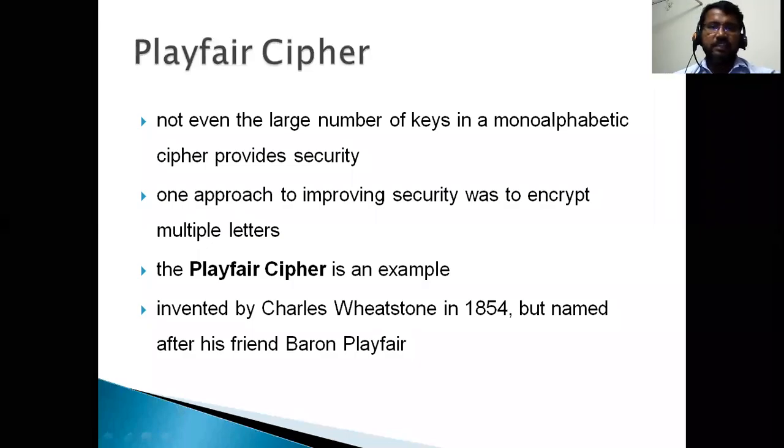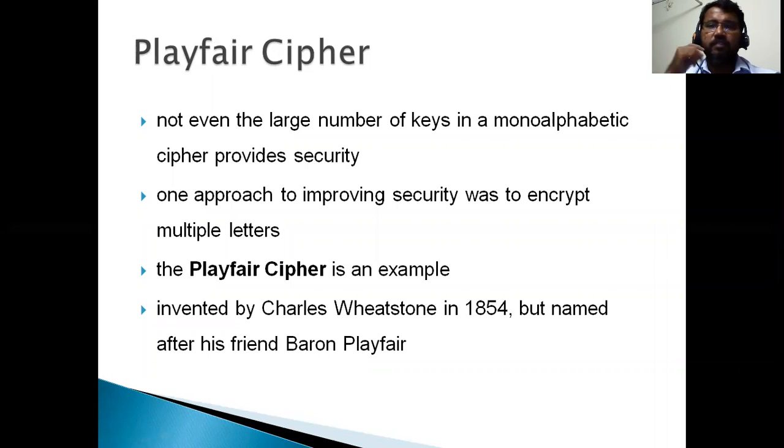Okay, good evening, class. Today we are going to discuss another substitution technique, which is called the Playfair cipher. The Playfair cipher was developed by Charles in 1854, and it can be used with a large number of keys.